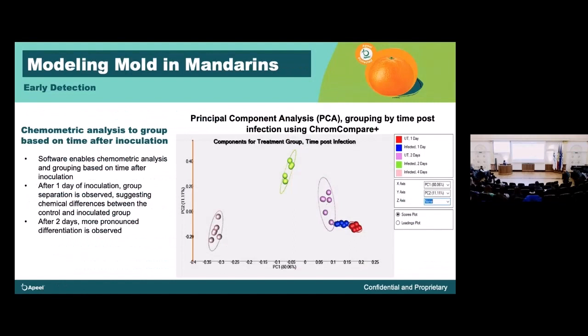And some of the results that we got were really cool. We started to see classification or discrimination or distinction between our untreated and infected group within 1 day of infection. And so you don't see any of this mold actually becoming present. These are fruit that I would definitely eat, but you start to see that there is a volatile difference. And as the infection grows and grows, you start to see more and more groupings and larger differences.